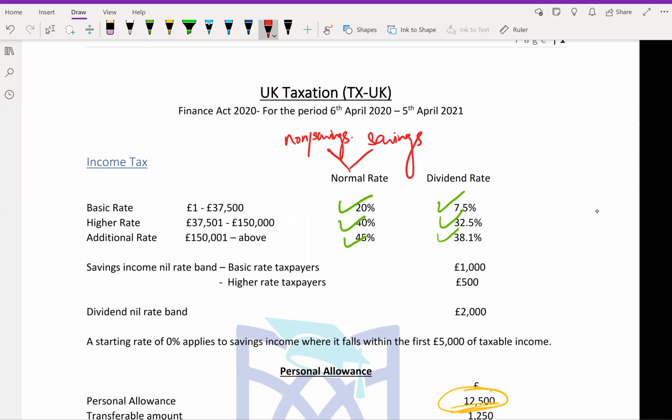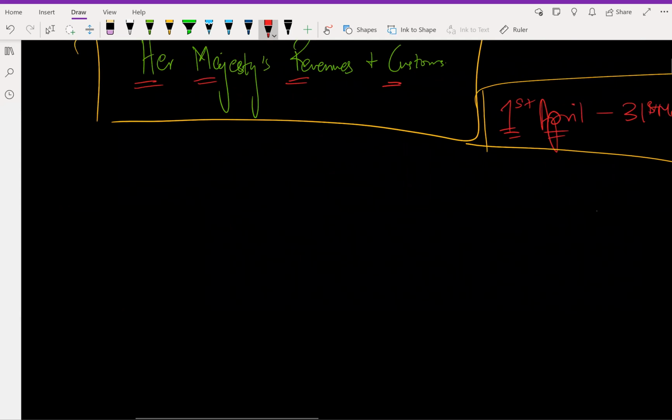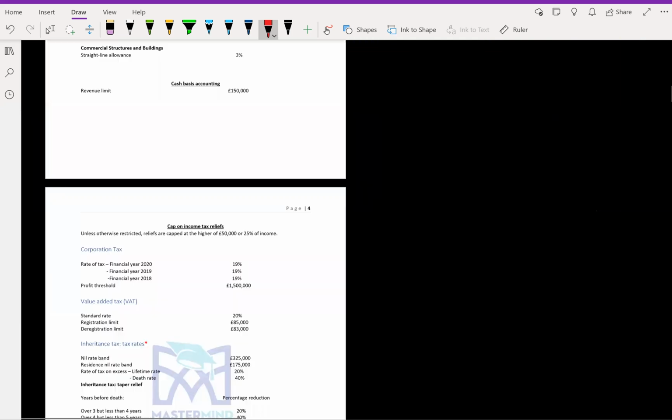Savings income has some nil rate band available. That means an amount within the savings income is taxed at 0%, which is not the case for non-savings. Non-savings income has no nil rate band. Not even a single penny from the non-savings income is taxed at 0%. So the entire non-savings income is being taxed. And that is why HMRC has created a rule. That rule is that non-savings income, where is it?